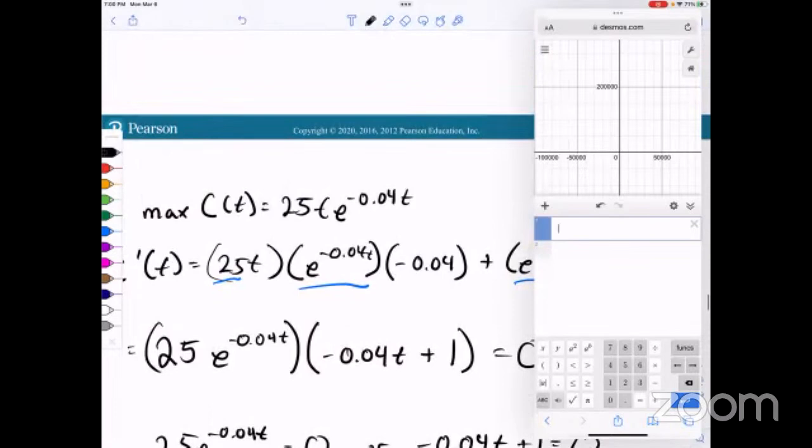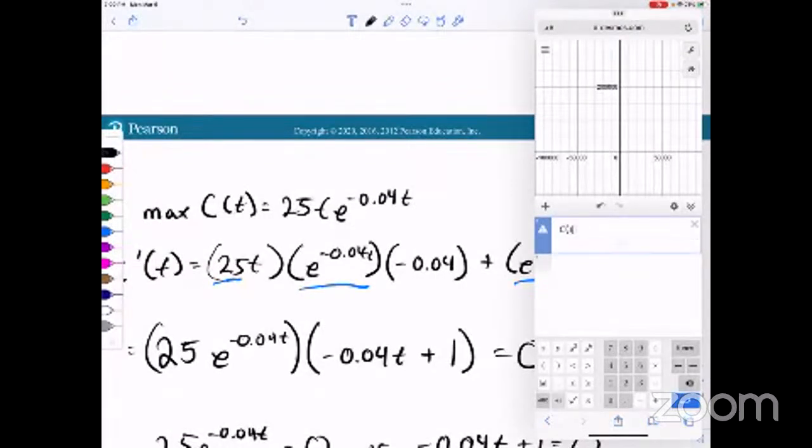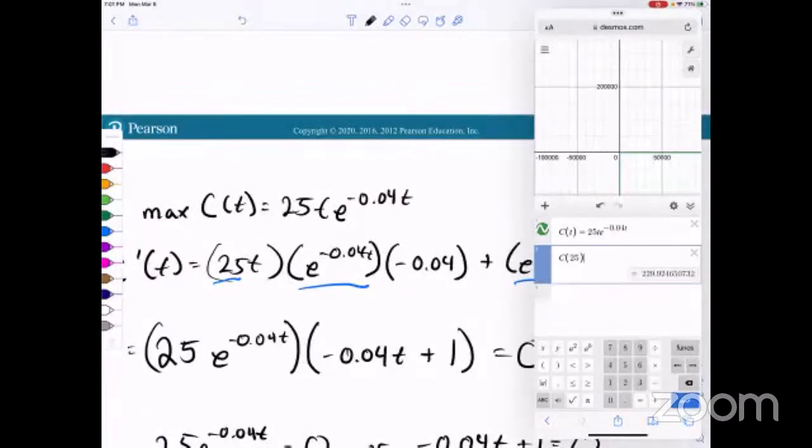Okay, let's see. So we're going to say C of t equals 25t times e to the power of negative 0.04t. Okay. Then we're going to say C of, I think we got 25? So the max concentration is at 229, all that, nanograms per milliliter, all right?